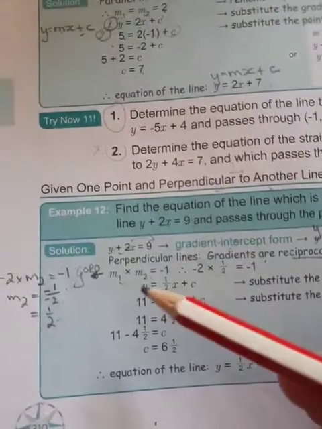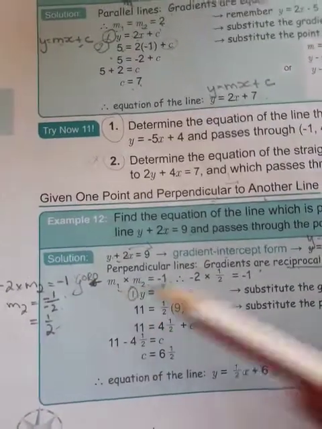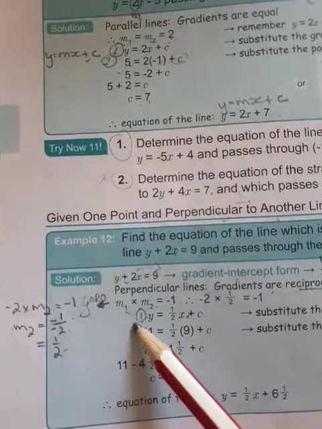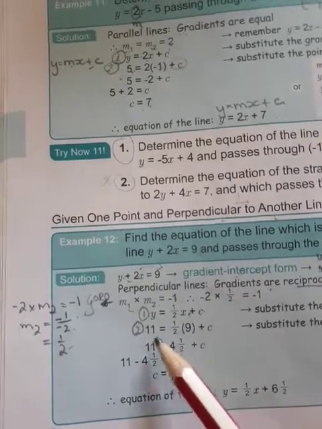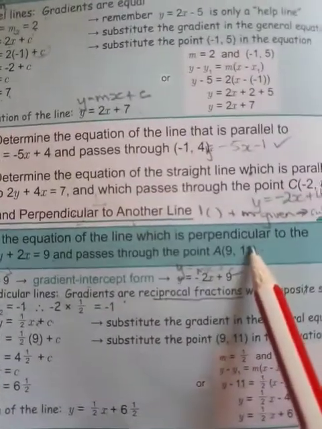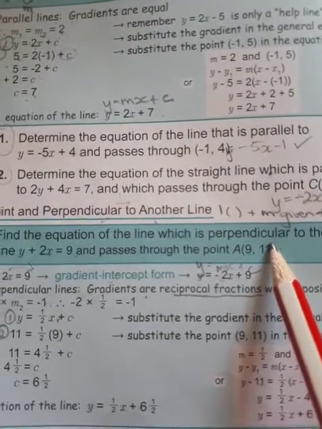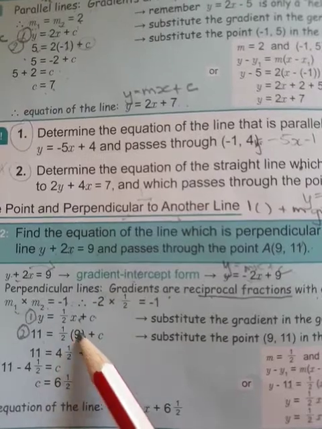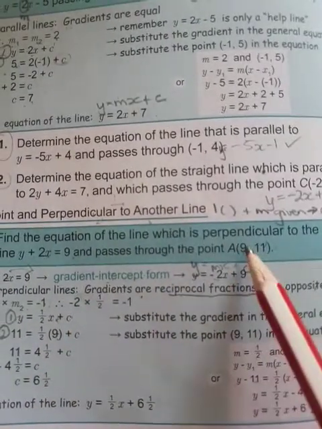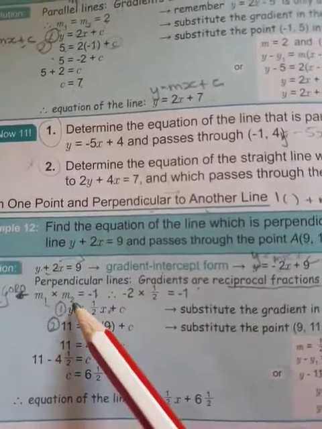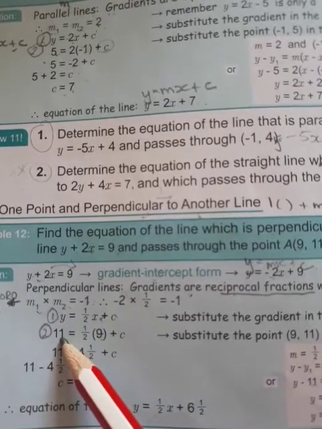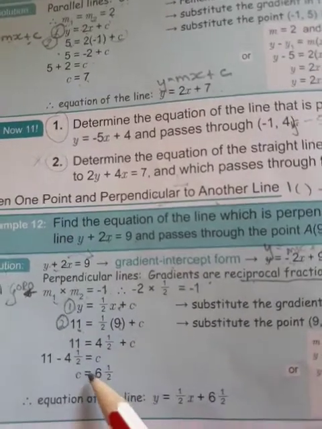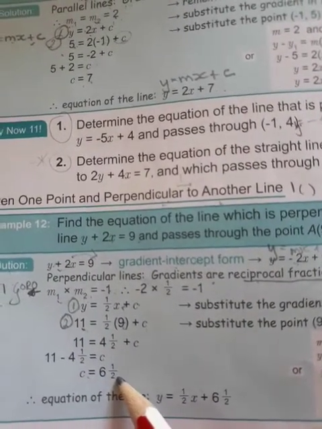That's really what is always step 1, substitute the gradient. Then in the next step, you are going to substitute into the x and the y the coordinate that is given. So here the x coordinate is 9. Substitute that in this place. Then the y coordinate is 11. Substitute that in the place of y. And then once again, we can calculate and c equals 6.5.